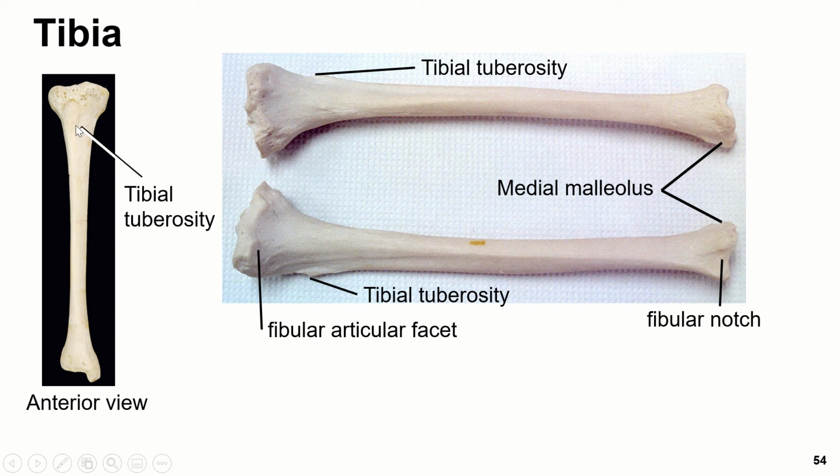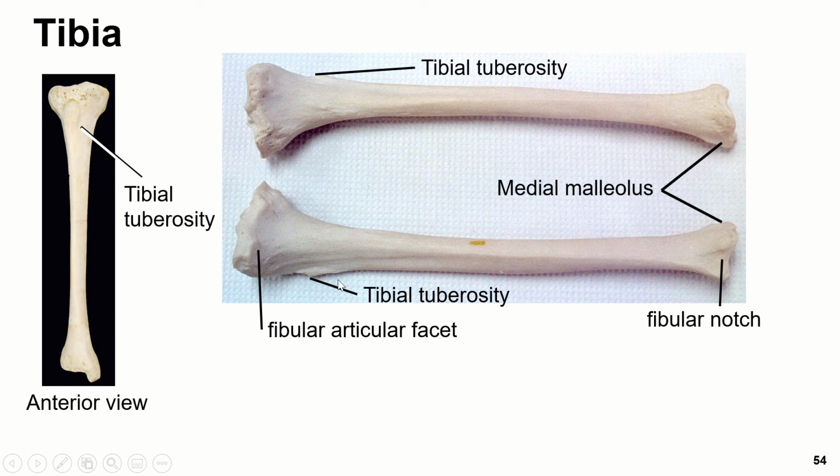So all of the muscles in the quadriceps group, all four of those muscles, are going to insert in one tendon that encapsulates and covers the patella and then inserts here on that tibial tuberosity. So that's a pretty good marking on every tibia.